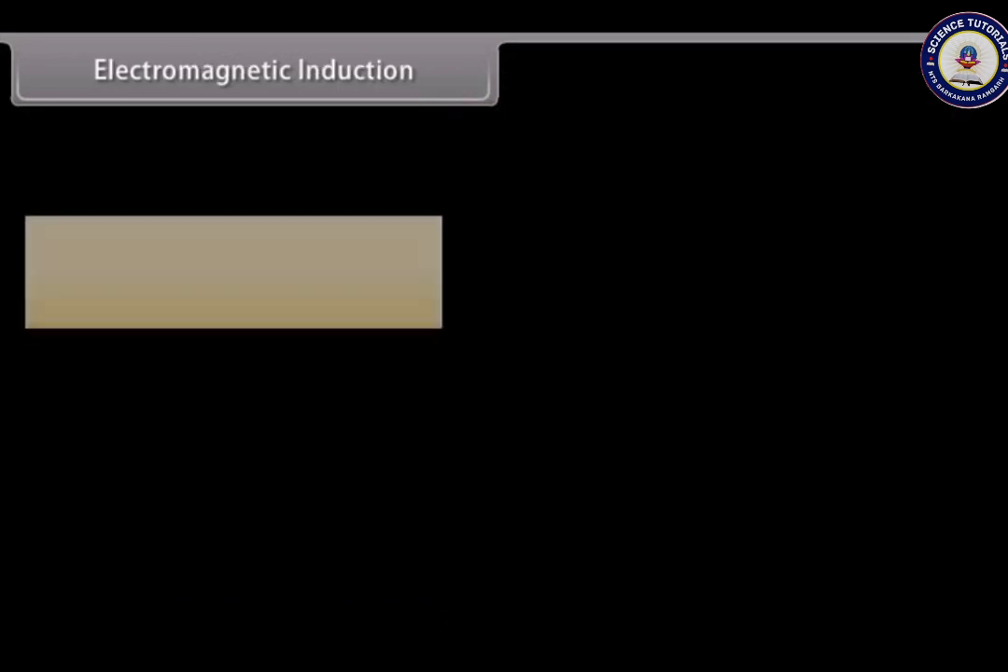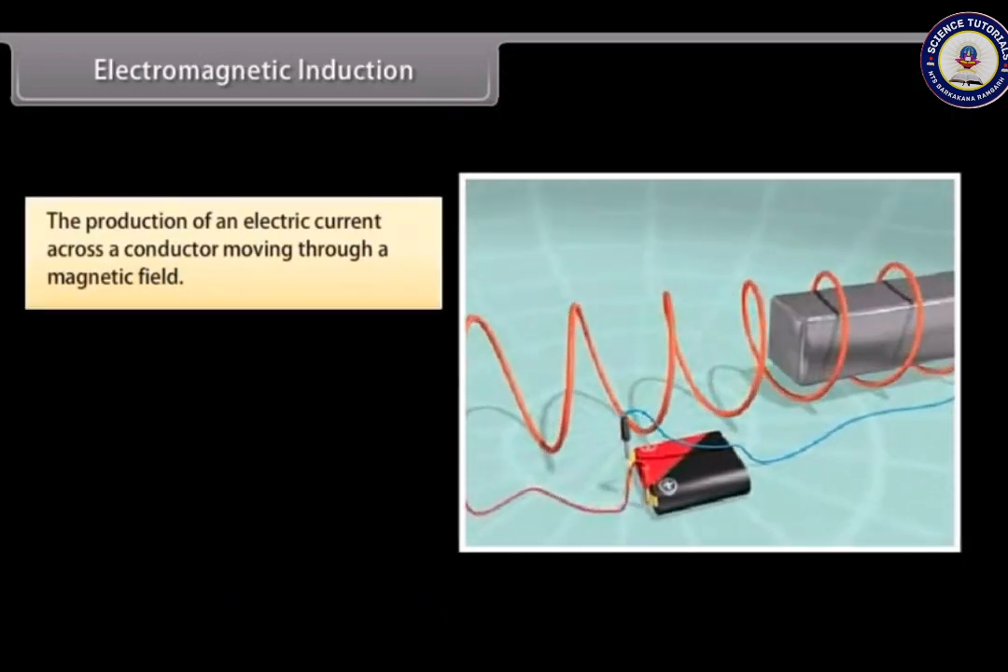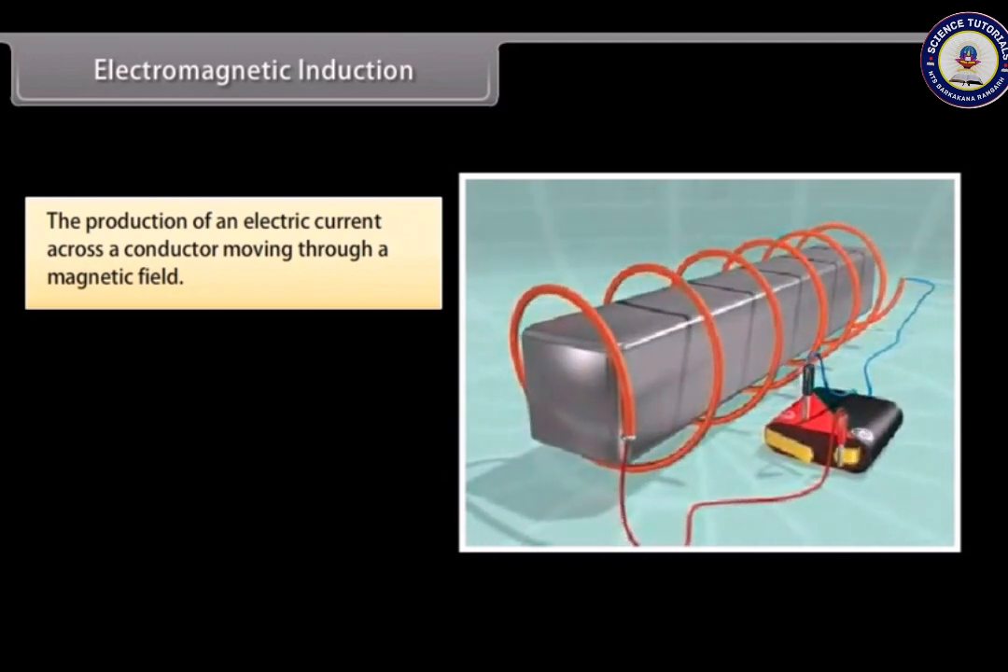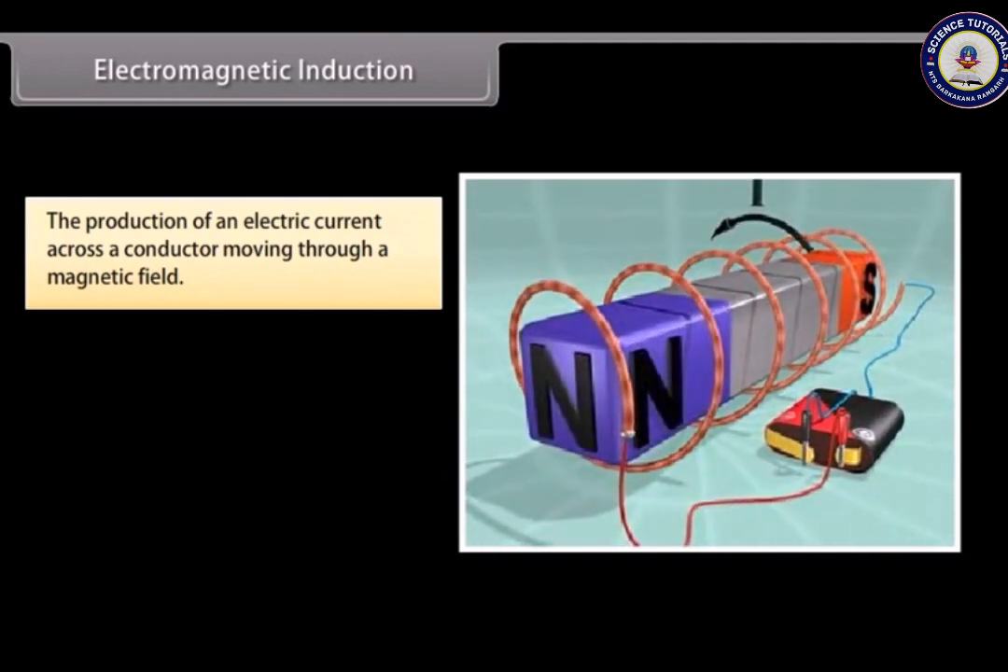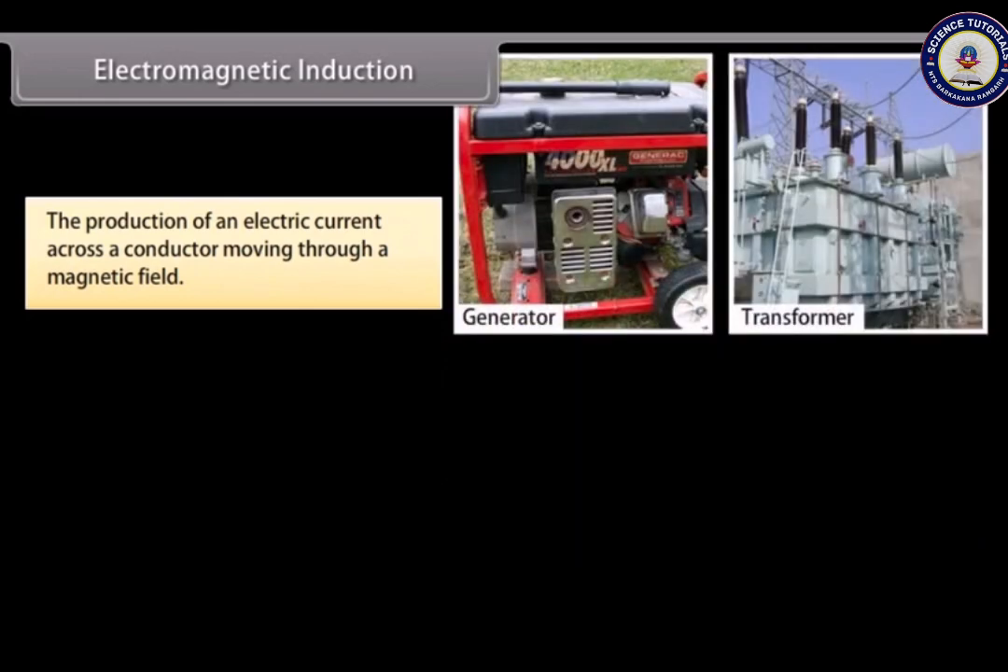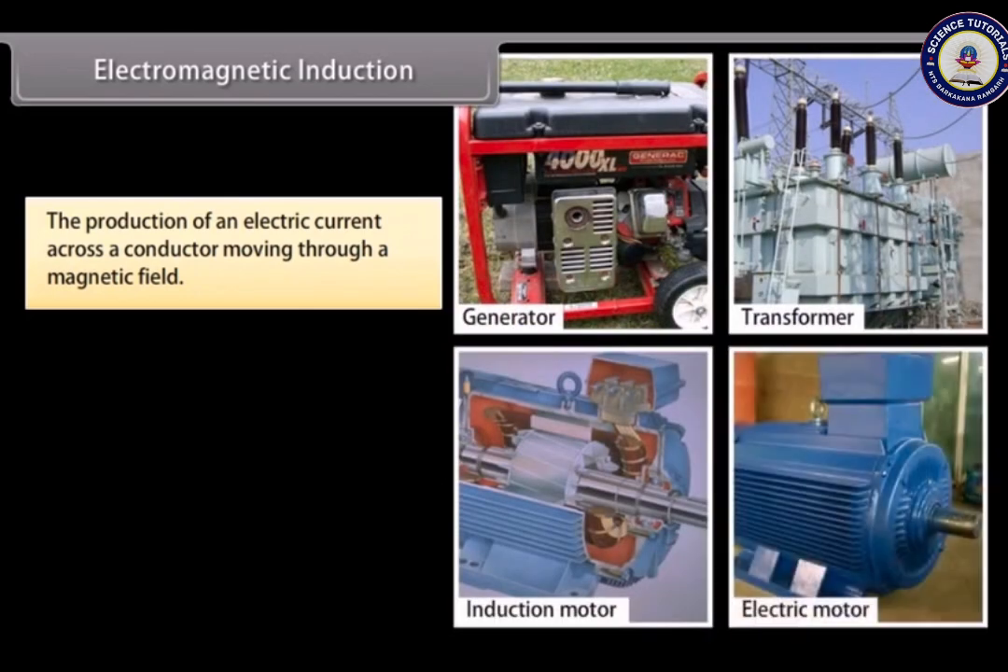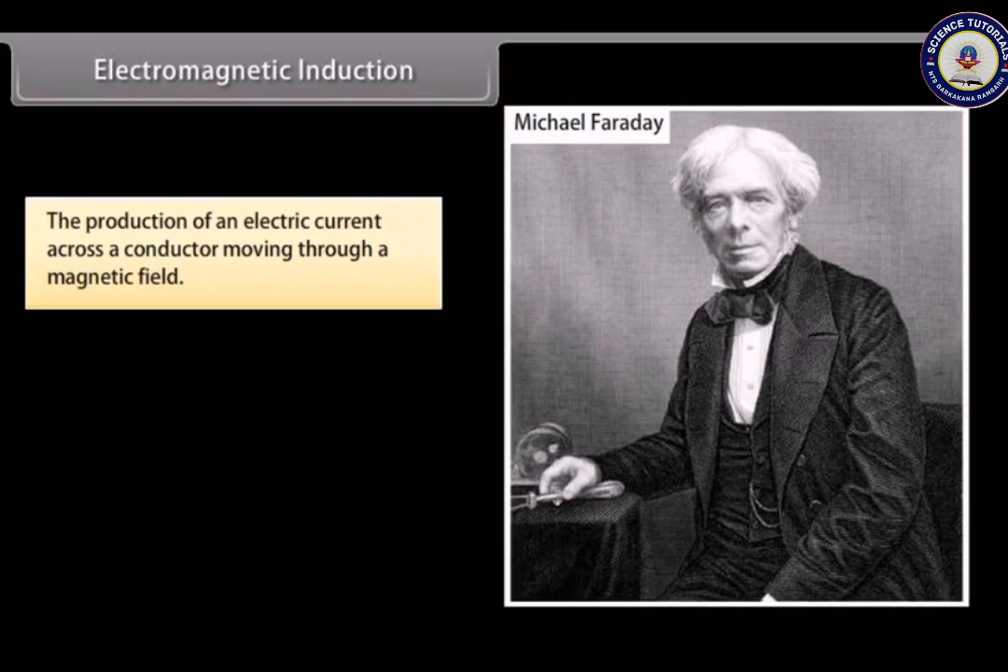Electromagnetic induction. The production of an electric current across a conductor moving through a magnetic field is called electromagnetic induction. For example, generators, transformers, induction motors, electrical motors, synchronous motors, and solenoids all use electromagnetic induction. Michael Faraday was a British scientist, chemist, physicist, and philosopher who discovered the magnetic field, electromagnetic induction, diamagnetism, and electrolysis. His experiments included the discovery of generating currents by moving a magnet.